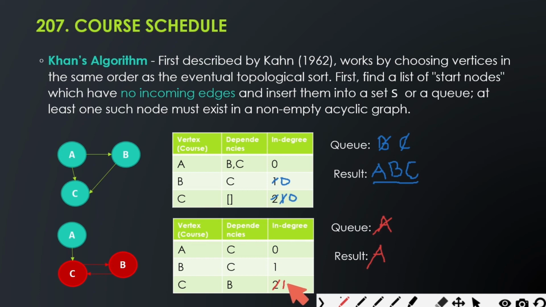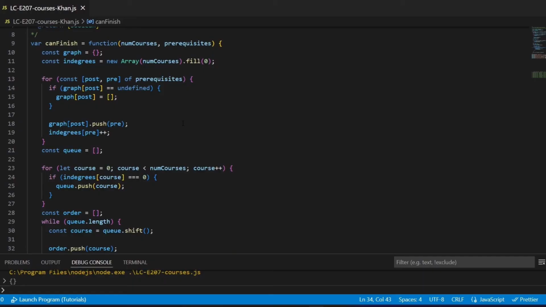But then C never turns to 0, and so our queue is gonna be empty, and therefore we're going to return this as our result, and our result is not equal to our num courses length or total, and so therefore the graph contains a loop, and therefore we return false. So that is how that works, and we're going to look at the code for Kahn's algorithm.